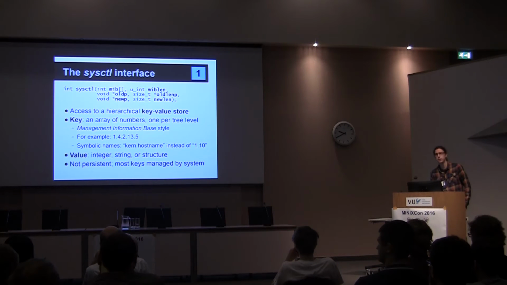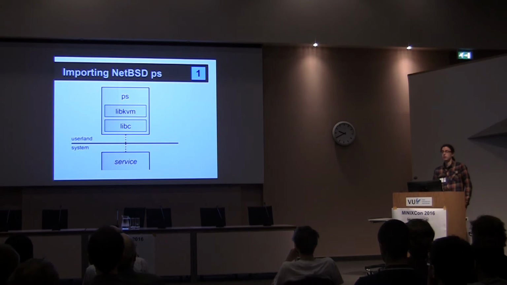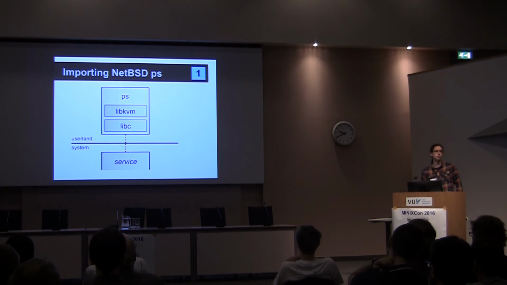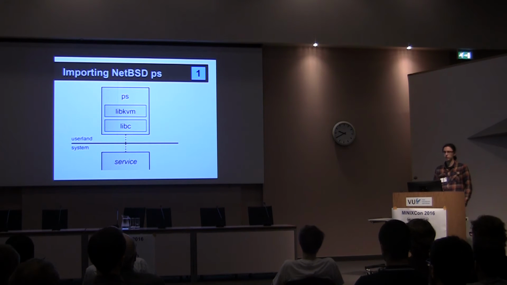And as it turns out, PS is actually using this interface in order to get the process information from the NetBSD kernel. So that raised the question, how should we then go about importing NetBSD PS? We have a NetBSD PS which uses the sysctl interface, and we have ProcFS that offers the actual information. So let me run through the options that we had basically.